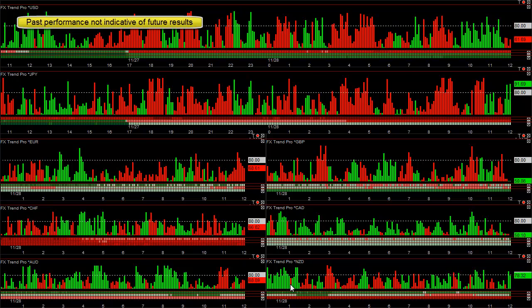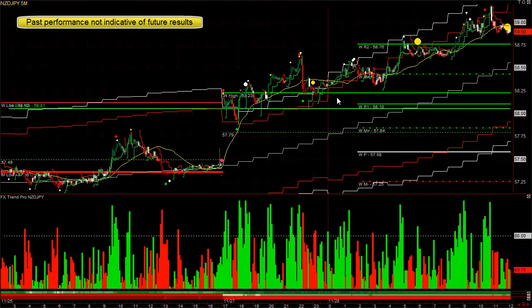Now, the New Zealand also was strong today, and its weekly trend shifted up. It has a pretty intense monthly trend, though, so you've got to be somewhat concerned when you have a super strong trend like that. In fact, it's the weakest of all the trends on the monthly basis. But you can take scalps in the New Zealand yen and trade it.